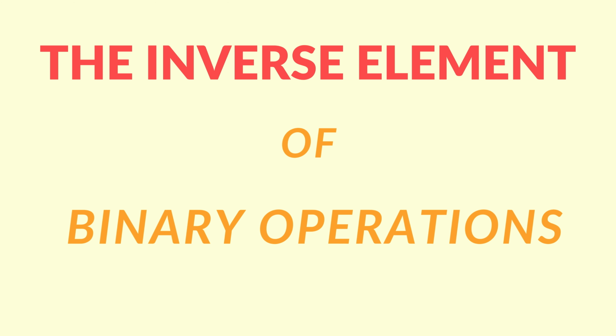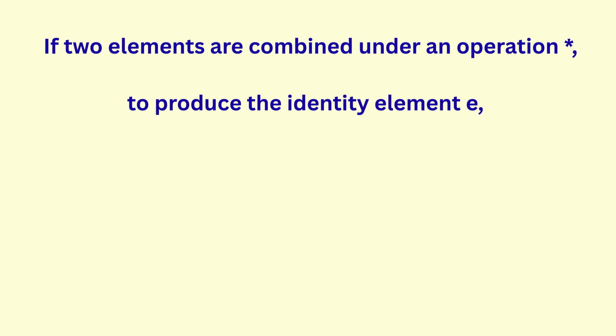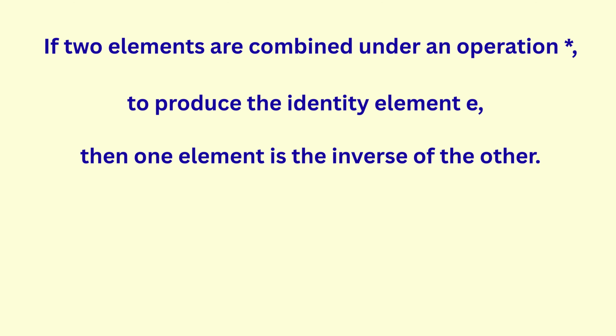Today we are exploring the inverse element of binary operations. If two elements are combined under an operation star to produce the identity element E, then one element is the inverse of the other for that operation. In other words, an element A, star its inverse denoted by A raised to -1, will result in the identity element E. Note that the order can be reversed and the result is the same.